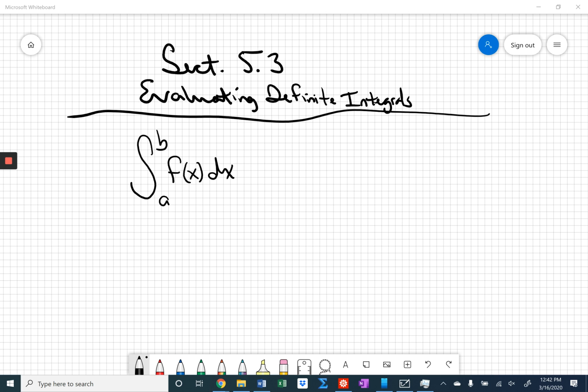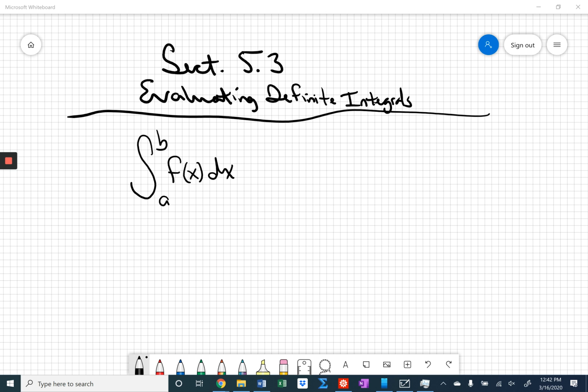In other words, if f can be negative, then we take the area that's above the horizontal axis and subtract from it the area that's below the horizontal axis. And so far, for working out the value of a definite integral, all we've been doing is geometry, if we wanted to find an exact value.